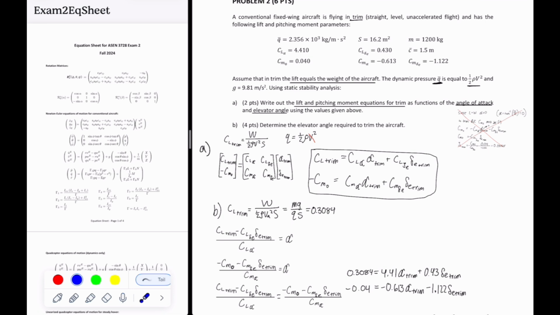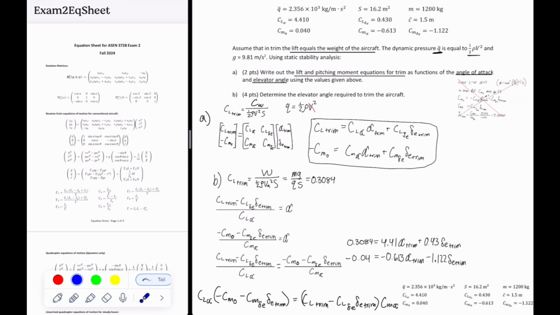Problem 2. A conventional fixed-wing aircraft is flying at trim, straight level, unaccelerated flight, and has the following lift and pitching moment parameters. Assume that in trim, lift equals weight, and the dynamic pressure is equal to that, and gravity is 9.81 meters per second squared. Part A, write out the lift and pitching moment equations for trim as functions of the angle of attack and elevator deflection using the values given above.